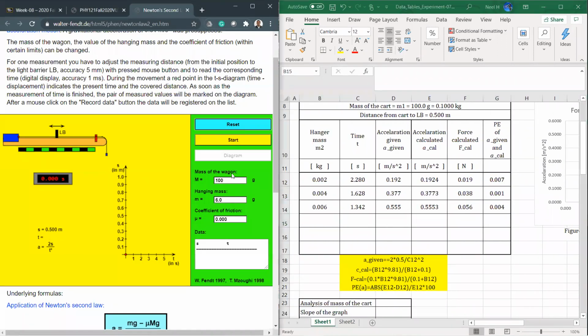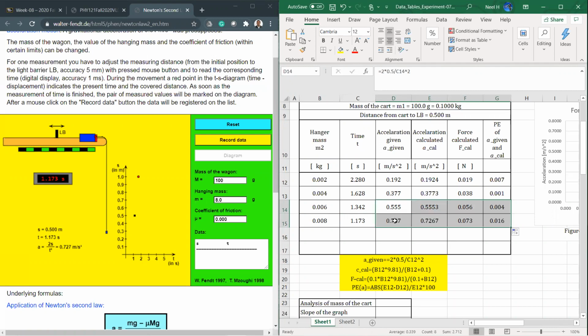That's all. Then reset again, change this to 8 grams, and let it run. After it finishes, it is now 0.008. Time is about 1.173. All of these you can click and drag, which will do the calculation automatically. And check the acceleration, okay? My calculated value and the value showing here in the yellow area should match.